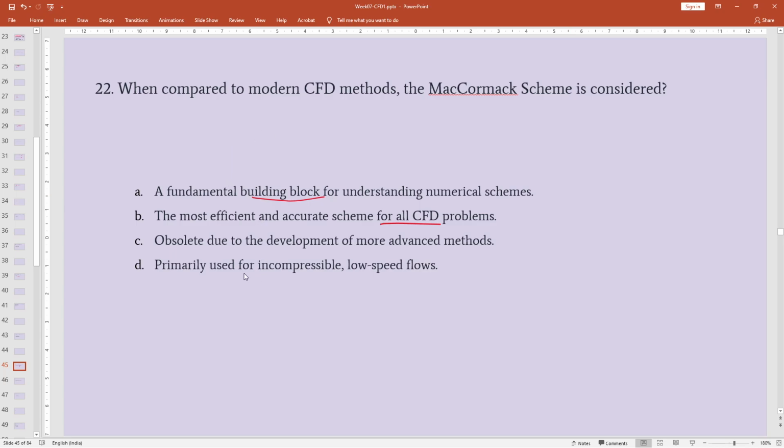If you analyze the options, option D, primarily used for incompressible low speed flows, we know it is not true, because all the schemes discussed in this week, week 7, were on compressible as well as high speed flows, even flows in which shocks are occurring. So from that itself, we can strike off option D. Again, option B, most efficient and accurate scheme for all CFD problems, is again a negative thing. There exists no scheme for all CFD problems that is most efficient and accurate.